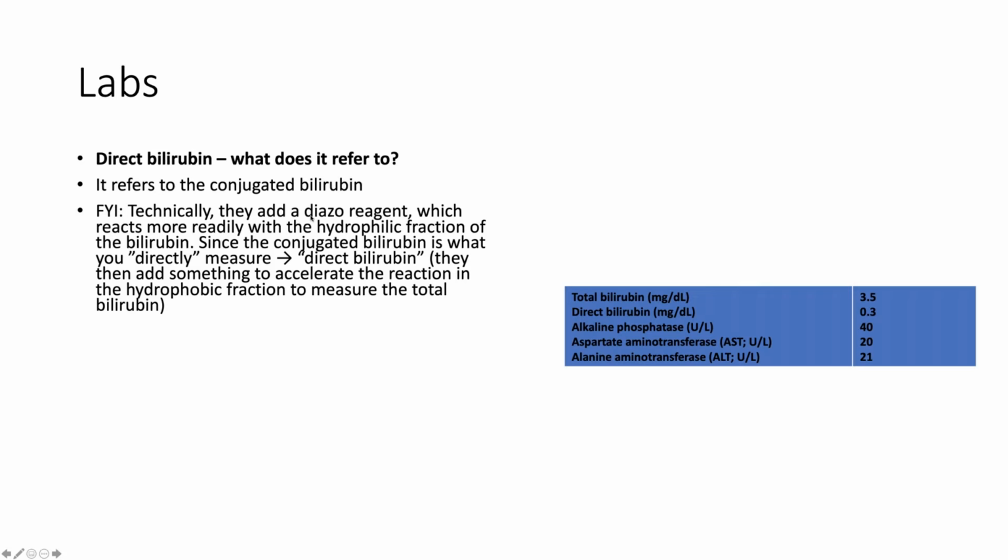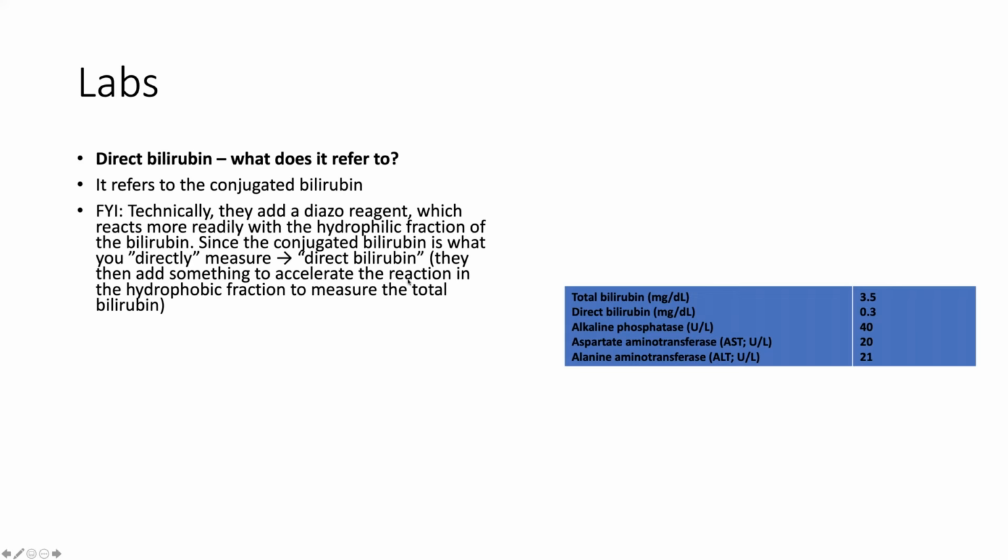the way that they measure it is they add what's called a diazo reagent, which basically goes, so if you have bilirubin, there's going to be the water soluble kind and the not water soluble. So it's going to split like oil and water. The diazo reagent happens to be more hydrophilic, so it's going to go to the hydrophilic part, which is the direct bilirubin, right? Because the whole point of conjugating it is to make it water soluble. So it goes to the water portion of it, and it reacts with it and makes it colored.